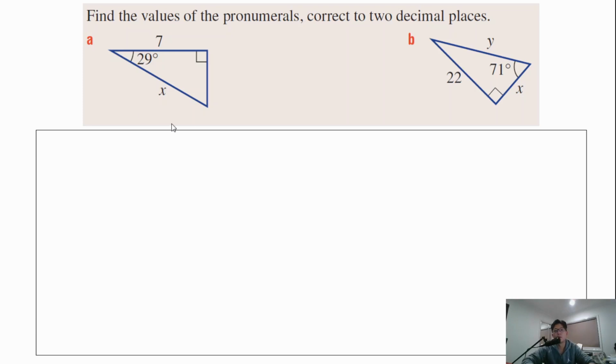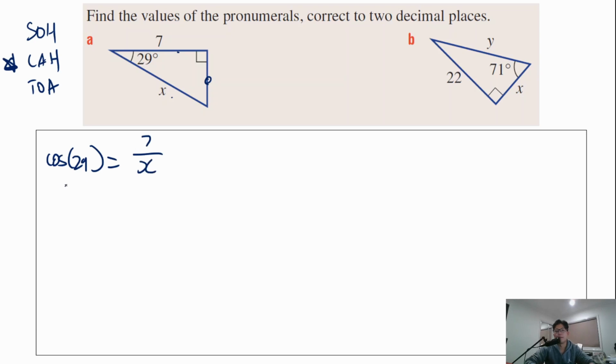Alright, so let's start with the question on the left here. We don't need the opposite here, so that leaves us with the adjacent and the hypotenuse, because that's the longest side. If we have the adjacent and hypotenuse, let's write down the acronym again. That means we're using that middle one over here. So we're going to use cos and the angle 29 equals adjacent, which is 7 over x. If you rearrange that, x equals 7 over cos 29.